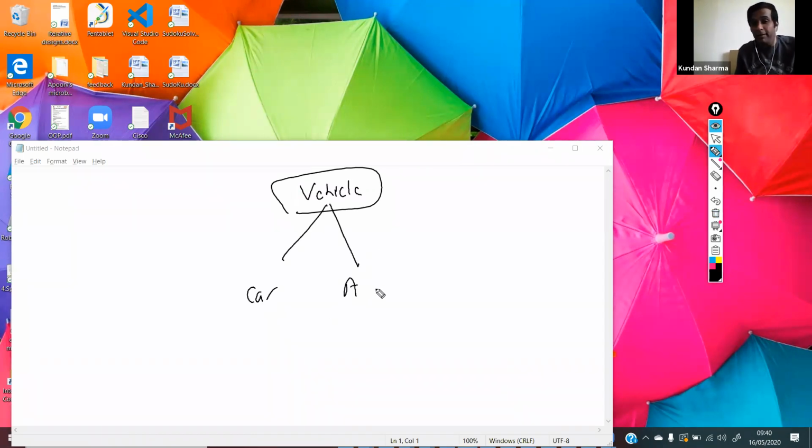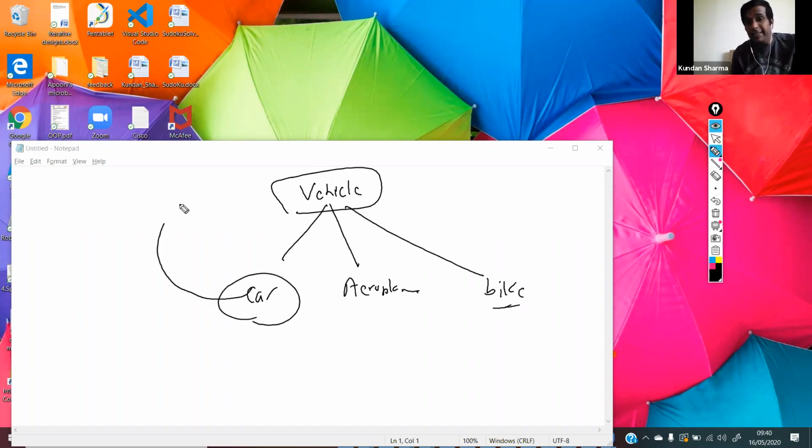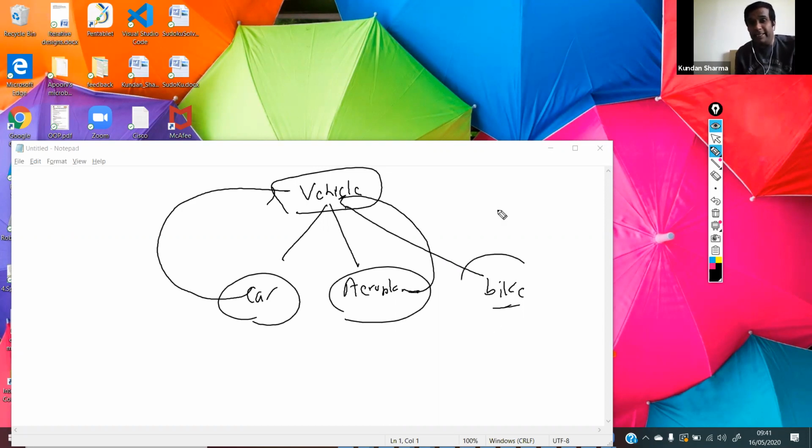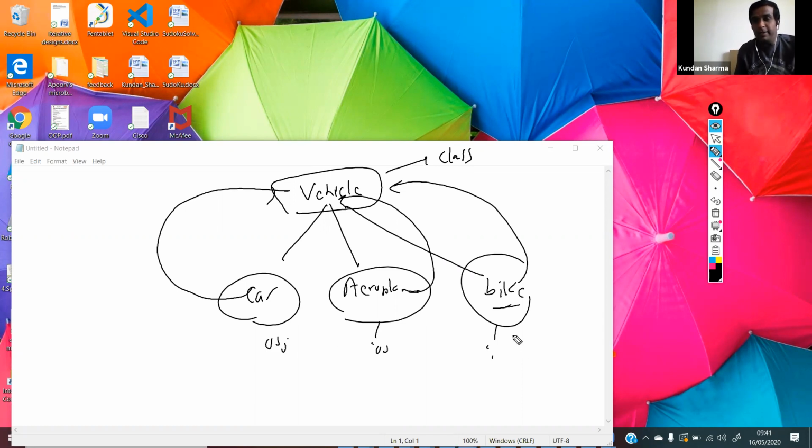I'll say aeroplane. Aeroplane is an example of vehicle. Another example, bike. Bike is an example of a vehicle. So car is an example of vehicle, aeroplane is an example of vehicle, bike is an example of vehicle. So I will call vehicle a class, and I'll call them objects. Is this point clear to you?